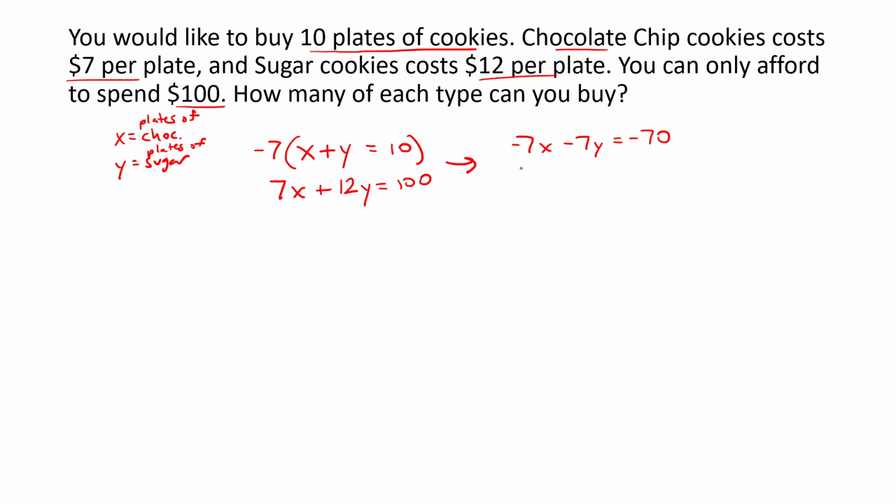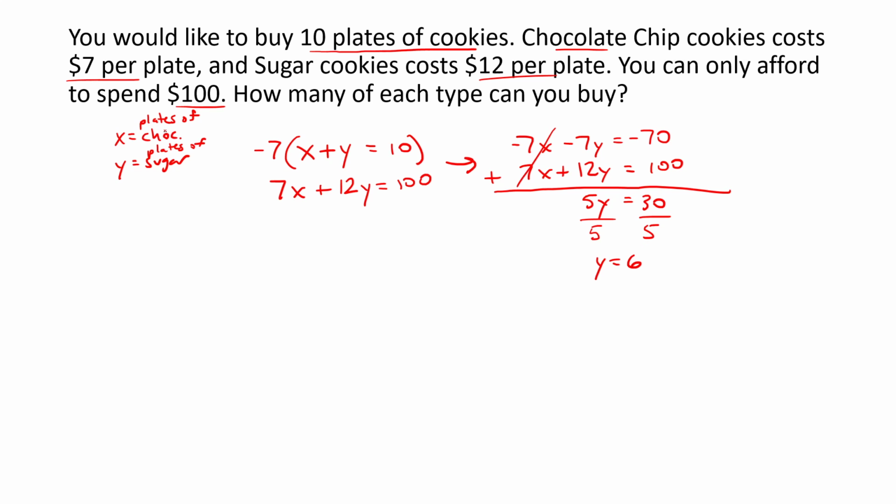Usually, just like break-even problems, these problems tend to be a little bit easier with elimination. Now I'm going to add those together. These are going to cancel. This will give me 5y, right? -7 plus 12. And this will give me 30. And hey, that's going to work out nice. Okay, divide both sides by 5, and I get y equals 6.